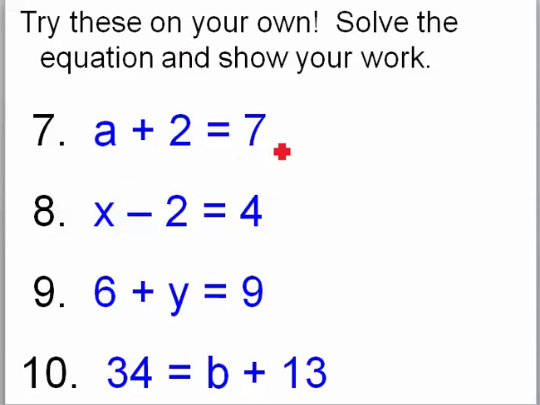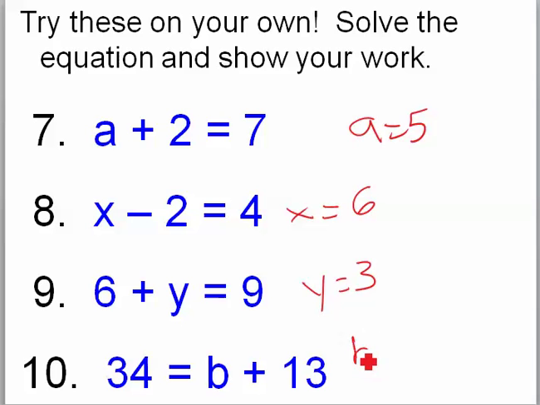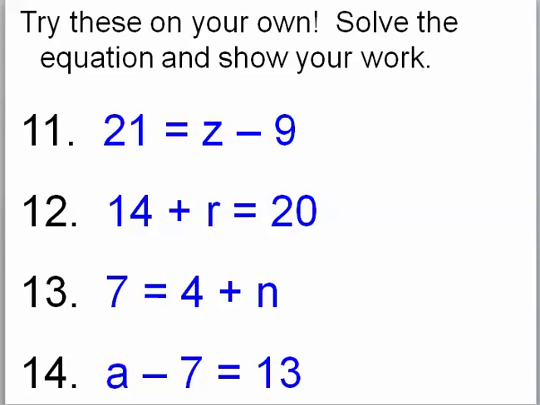Alright, let's see how you did. Did you get a equals 5, x equals 6, y equals 3, and b equals 21? If you did, give yourself a smiley face. Alright, and one more. Try these ones.